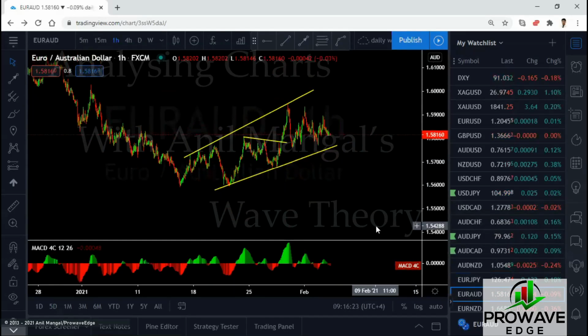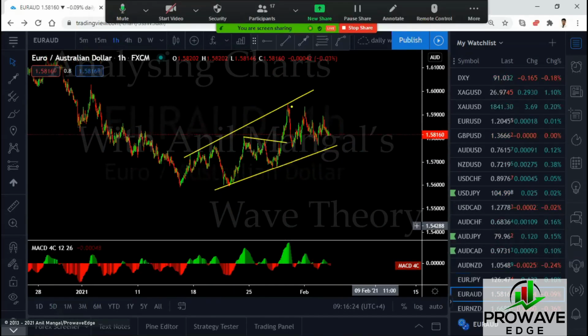Euro is consolidating, and if this consolidates here all the way in this big consolidation, we might get one more up. It looks like a big consolidation for one more up. Let's wait and see.